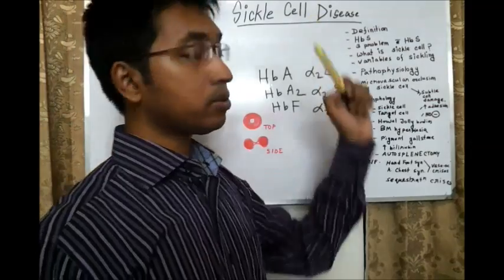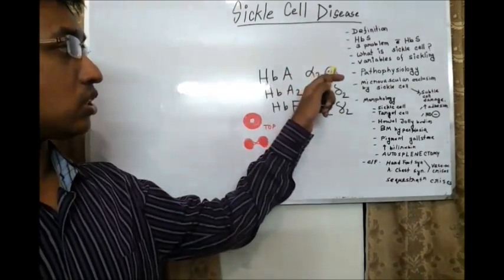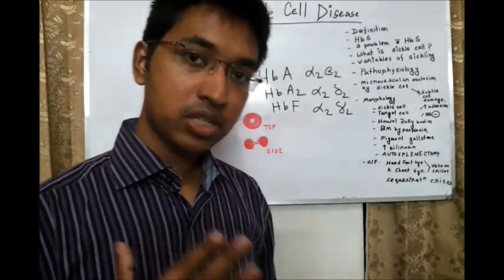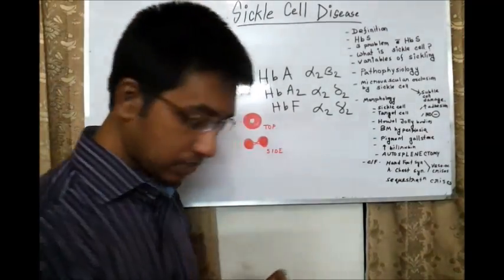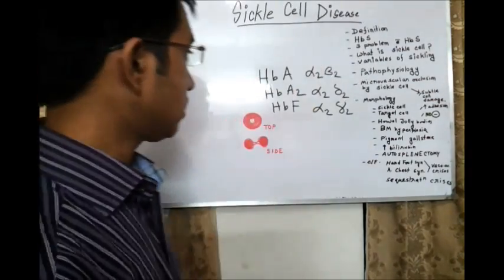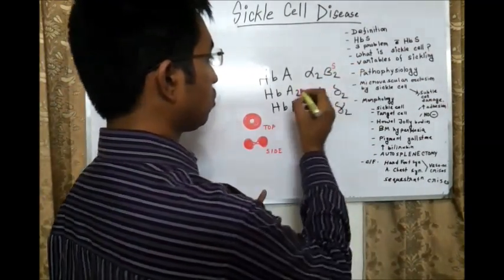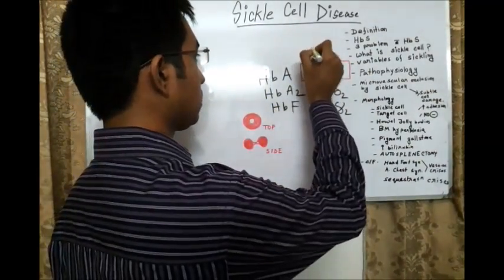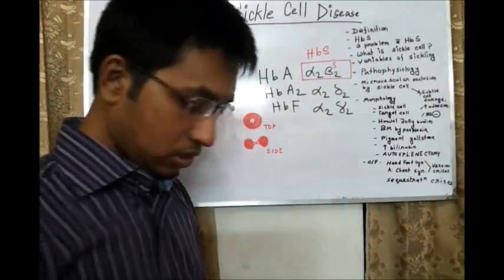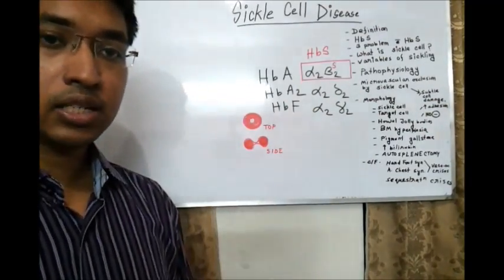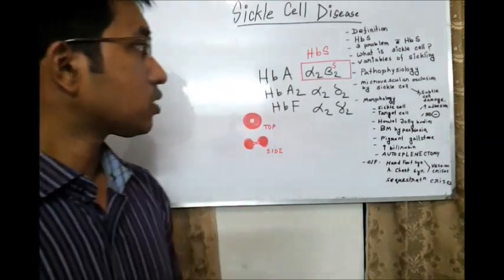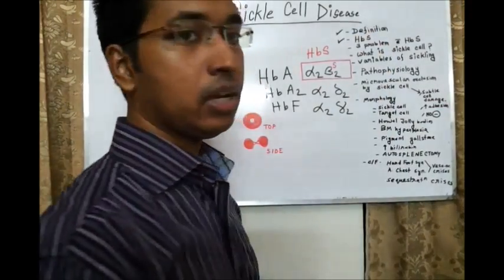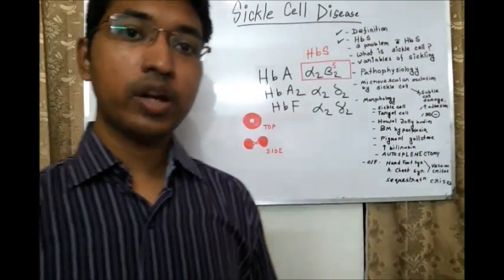So what's happening in sickle cell disease? We're having a point mutation in the beta globin chain, and as a result we're having an abnormal beta globin chain, which we can write by adding an S over the beta. This is the way we can write hemoglobin S. Now that we have defined sickle cell disease, let's go further and discuss what happens when we are having hemoglobin S in our red blood cells.